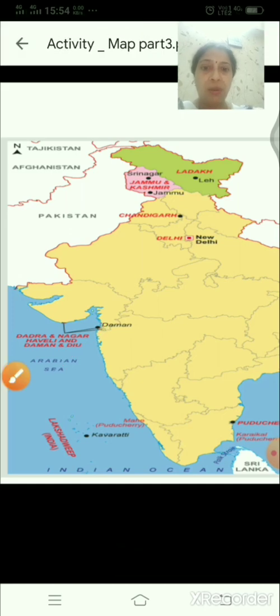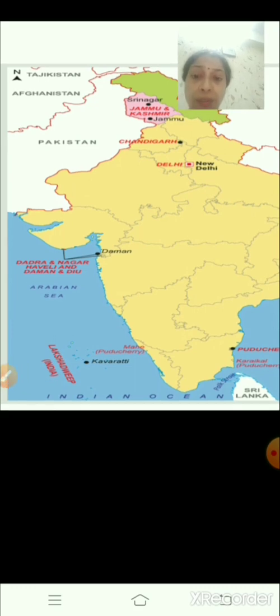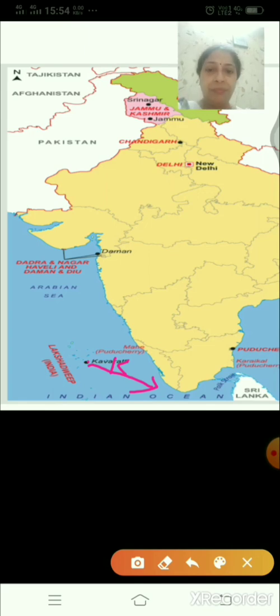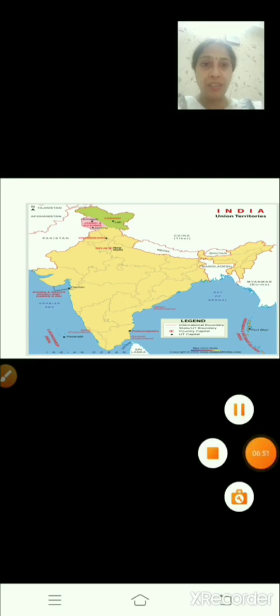Is that clear, students? Once more I'll teach. See here, this is Andaman, Lakshadweep. Lakshadweep is here. The capital is Kavrati. So what you will do? We'll put a dot. Already it is there. We'll put a dot, arrow. Then you will write Kavrati. The same way you have to locate places. Locate the place. When you locate it, you will put a dot. Then you will draw an arrow, and then you will write the name on that arrow. The same way you will find out the other places. Is that clear, students?